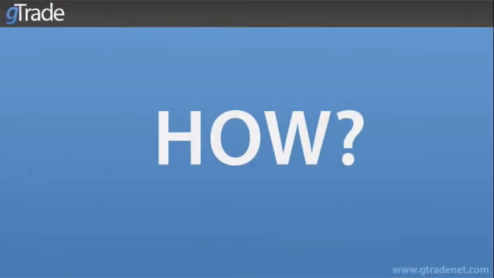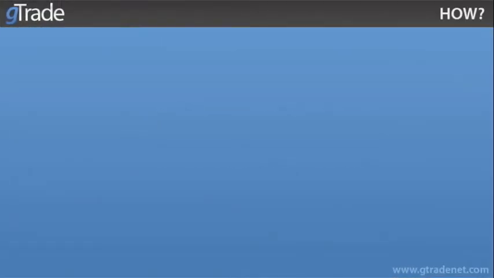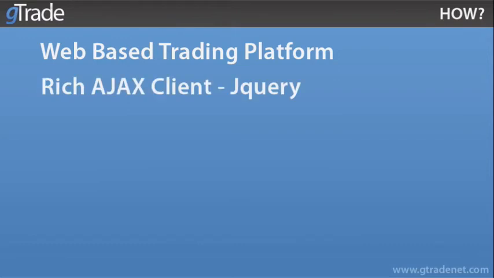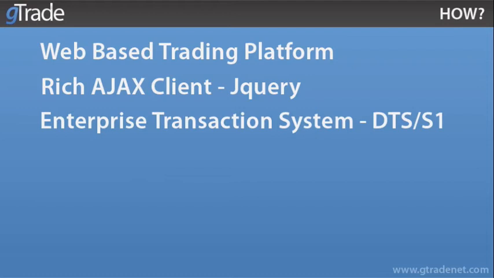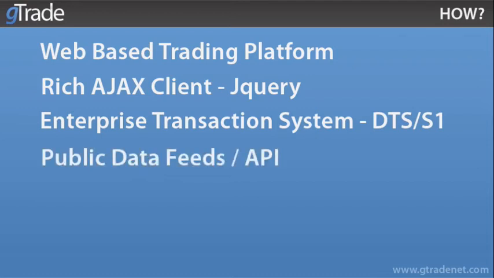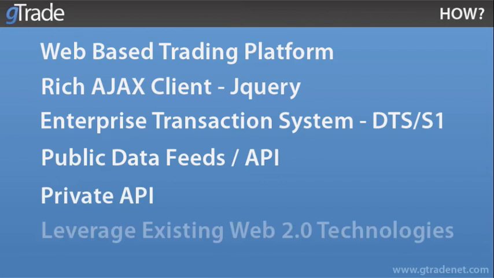So how are we going about implementing gTrade? Predominantly, gTrade is a web-based trading platform built on a rich AJAX web client. This is using the jQuery platform. It's also built entirely on a new transactional system called DTS. It utilizes public data feeds and APIs, allowing third parties and general users to access their data, and also has private APIs to allow other parties to perform transactions on our system and do money transfers. We are also leveraging existing Web 2.0 technologies to enhance our platform.